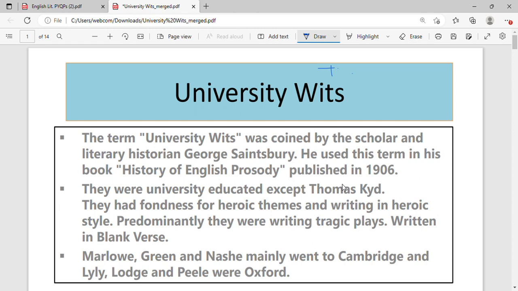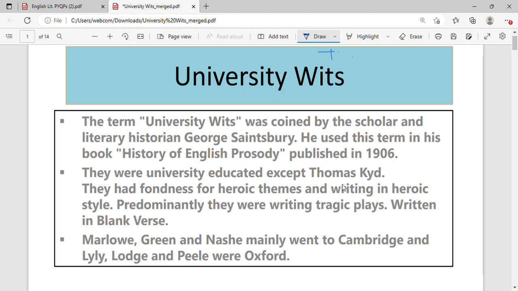So after going through the several previous years' question papers, I have embedded this data here on the slide, which is very important to know from our examination perspective. At the end of these slides, I have also mentioned the MCQs on all of these University Wits. Most of the time, the questions we find on the University Wits are based mainly on the names of the members: how many University Wits were there, what were their names. Most of the time, this is the question we get to see.